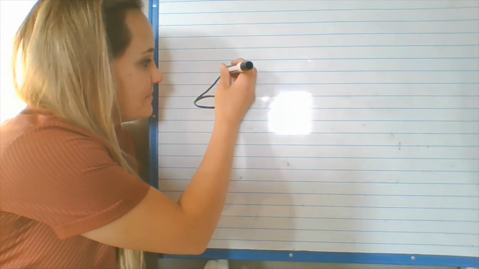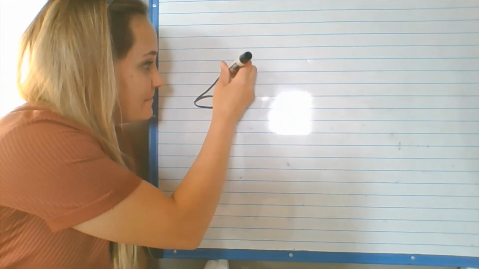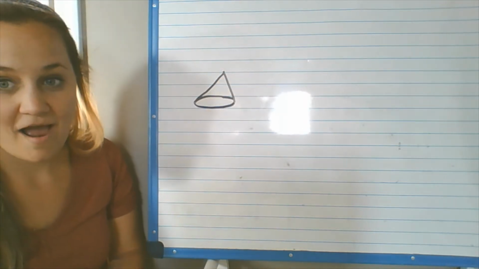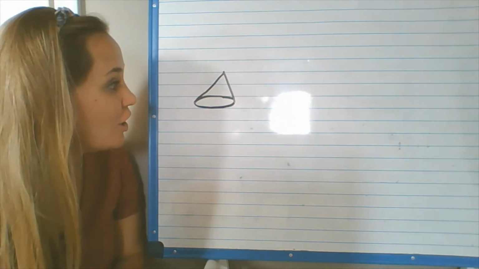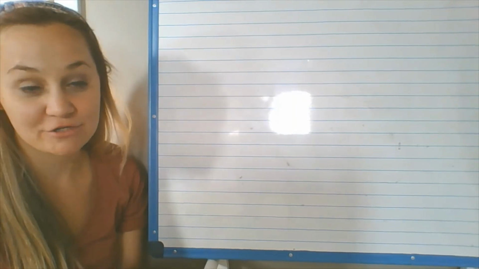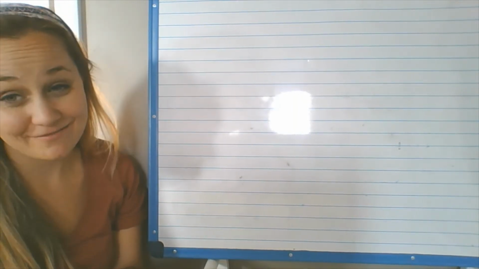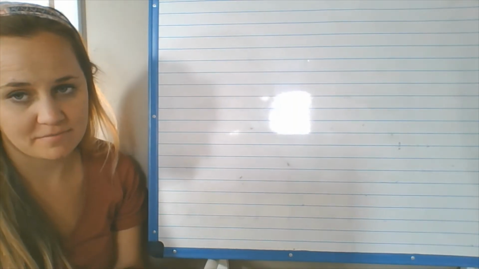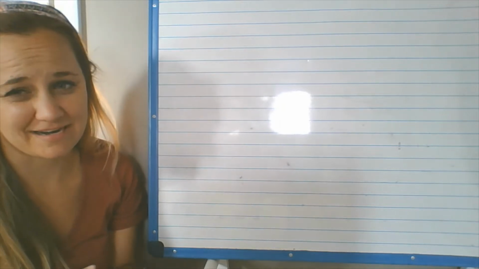Draw another line from this edge, slanting up to meet at that point. Now we have a cone. We're going to try to draw a cube. There's a lot of different ways to draw a cube, but I'm going to try to show you the one that I think is kind of easy.